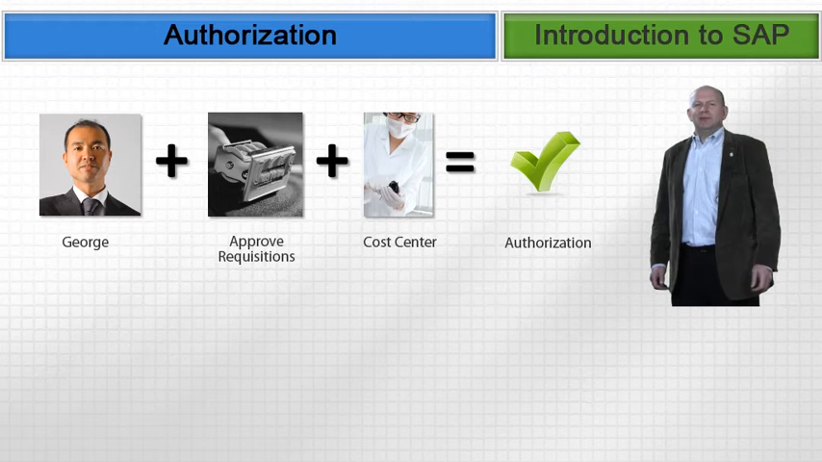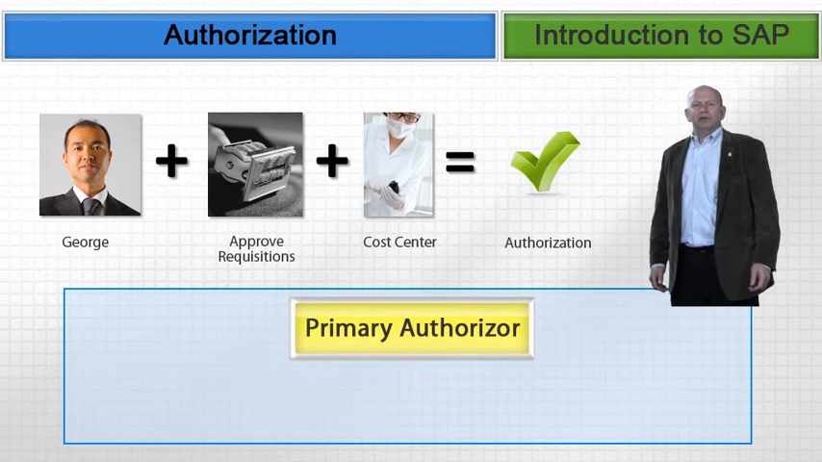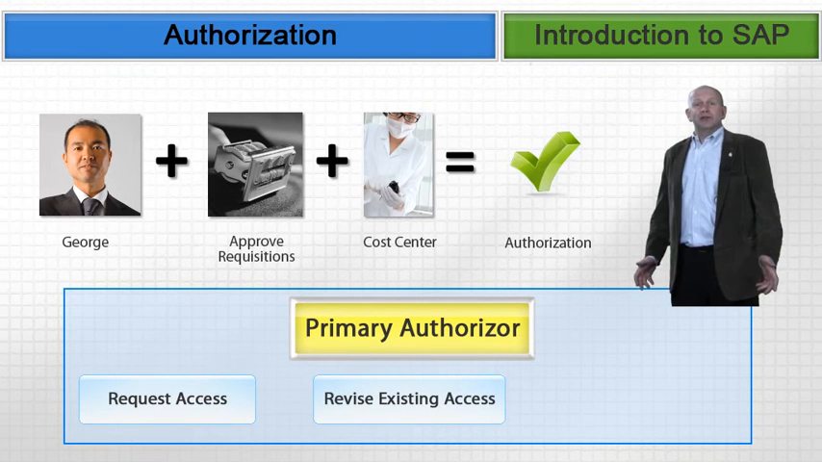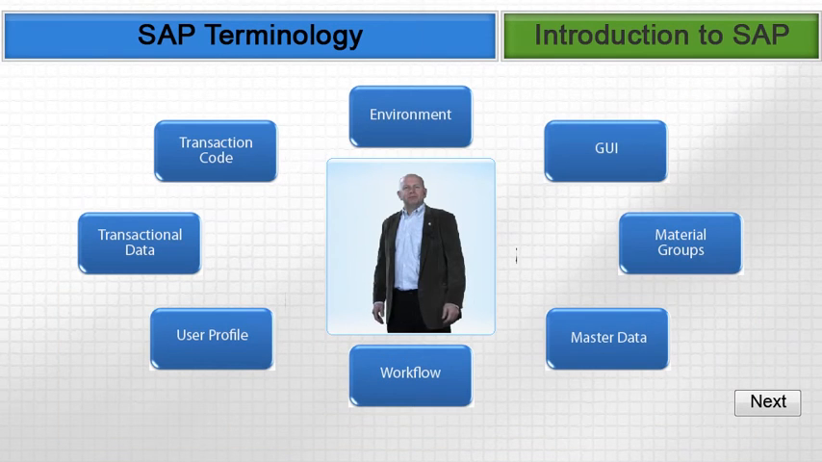Each department, lab or center, DLC, has at least one primary authorizer who is responsible for granting SAP authorizations. The primary authorizer, through SAP user accounts, is also responsible for requesting access for new users, revising a user's authorizations, and deactivating a user's access.